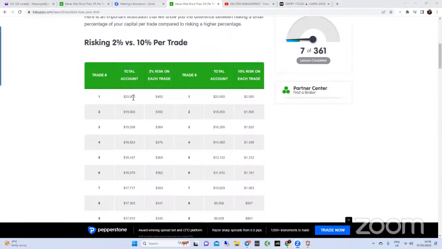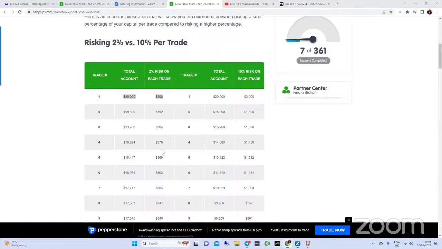So if you have a 20,000 account and you are placing 2% risk per trade, it's going to take you a whole lot longer to blow your account than this person. This person, because they are placing 10% per trade, after 10 consecutive losses, they are out. Whereas you have to lose 50.